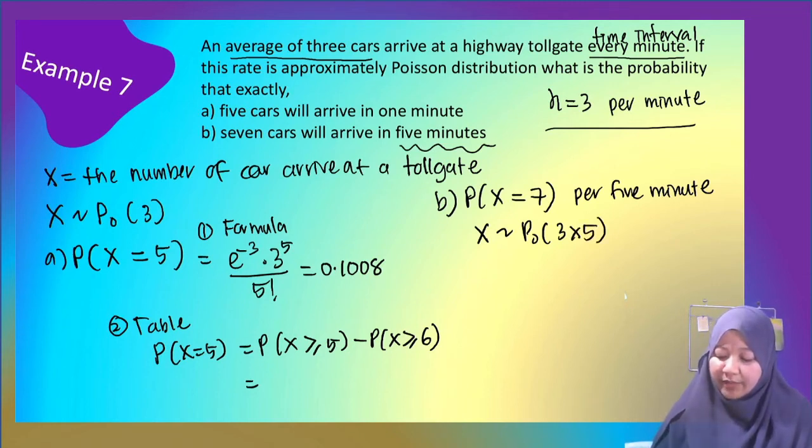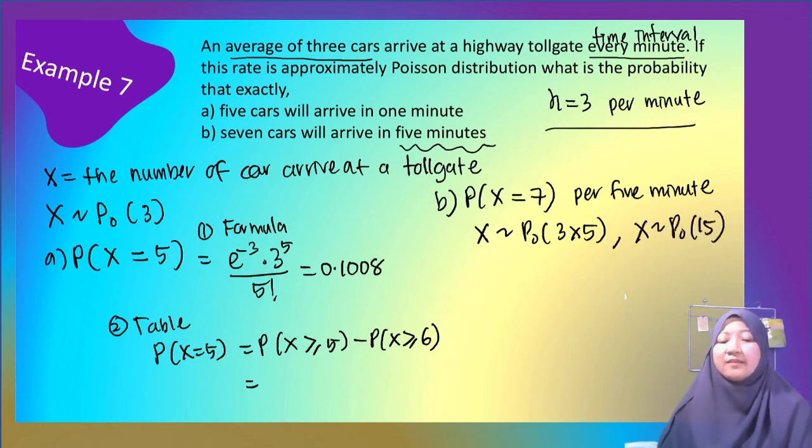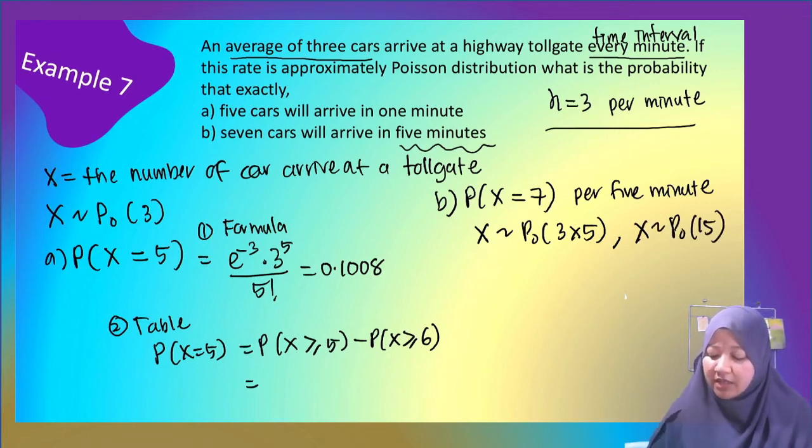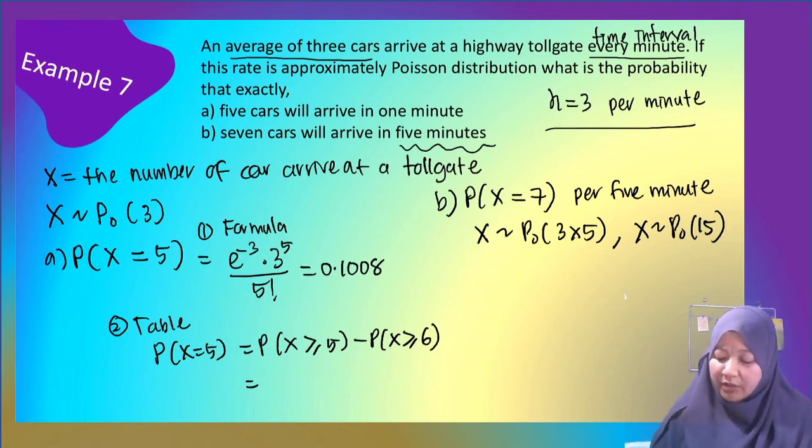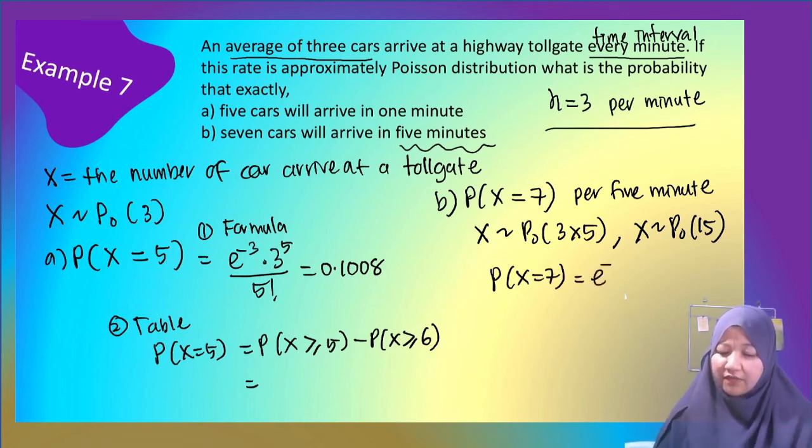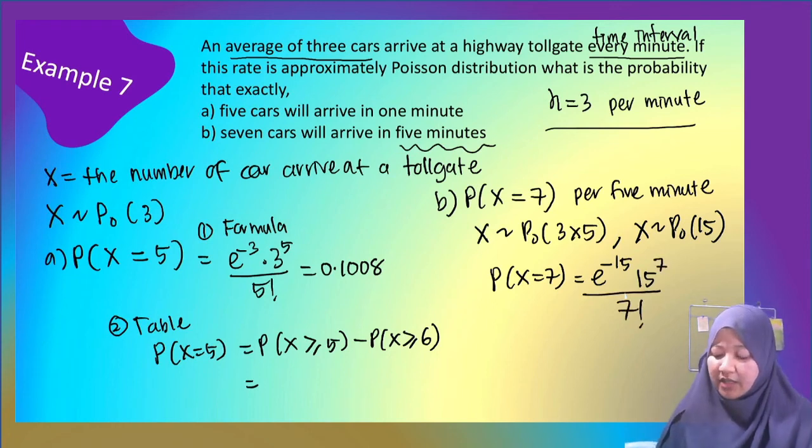Okay, jadi, X is distribute Poisson 15. Mesti kira untuk perubahan minit. Okey, baru boleh kita cari probability X equal to 7 in 5 minutes. So, kita guna formula saja. E power of negative 15. Okay, lambda is 15. Power of 7 over 7 factorial. And then, the answer is 0.01037.